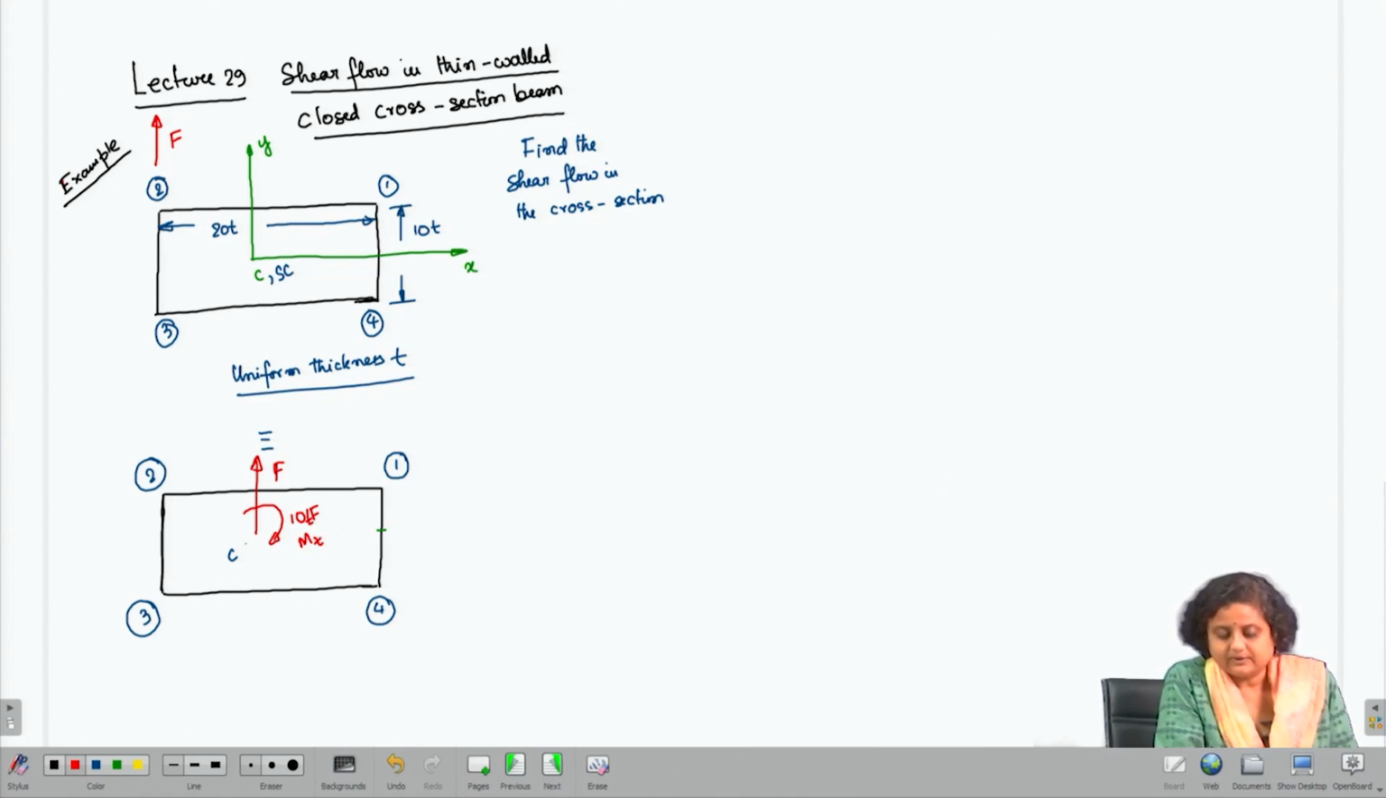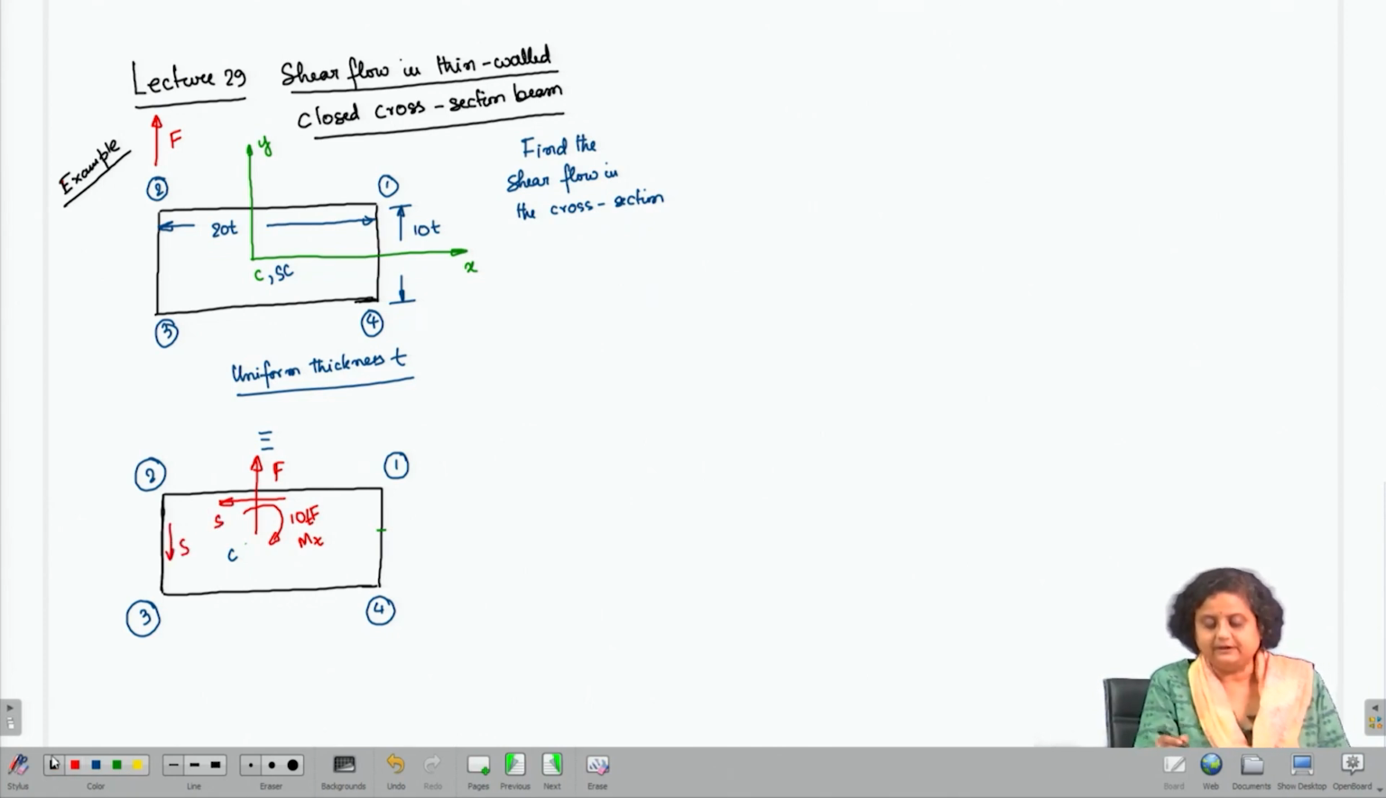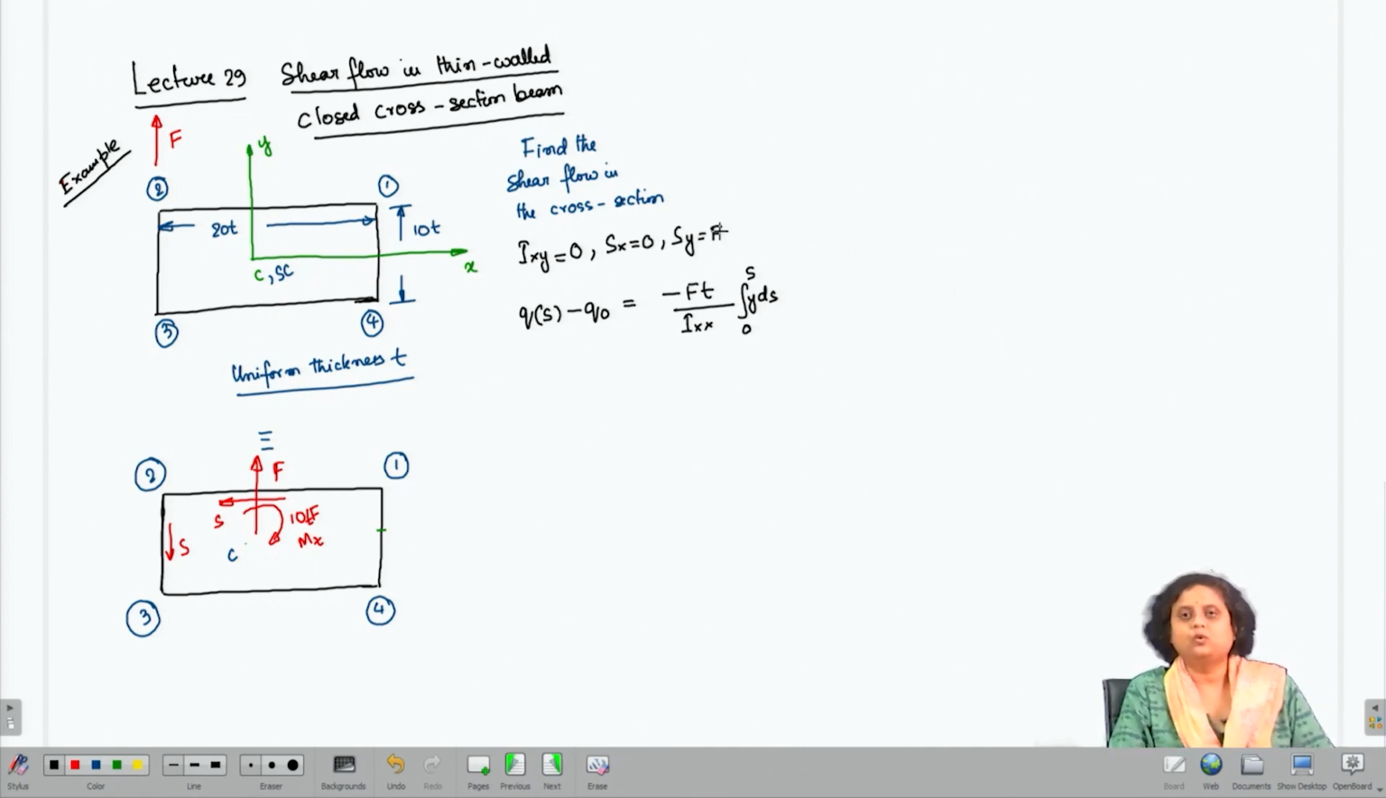Let us assume that this is the S direction. We have seen from our earlier expressions that Qs minus Q0 is going to be minus F by T into Ixx into the integral of Y ds, since Ixy is equal to 0, Sx is equal to 0 and Sy is equal to F. So, we would only need Ixx as the sectional property that needs to be evaluated. Now, let us start solving the problem.